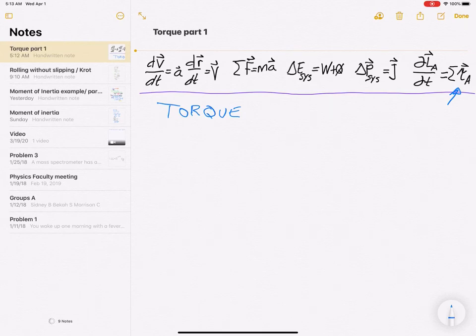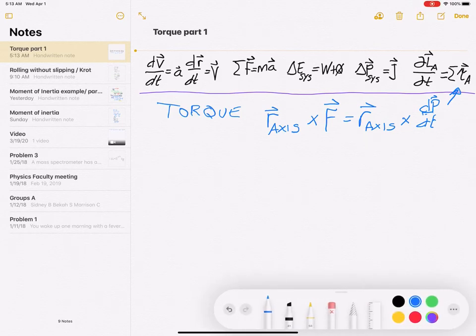and that axis has an R, we'll just call it R axis for now. And what we want to do is multiply both sides of F equals ma by this R axis term. And I'm going to write this as dp dt instead of ma. Alrighty.